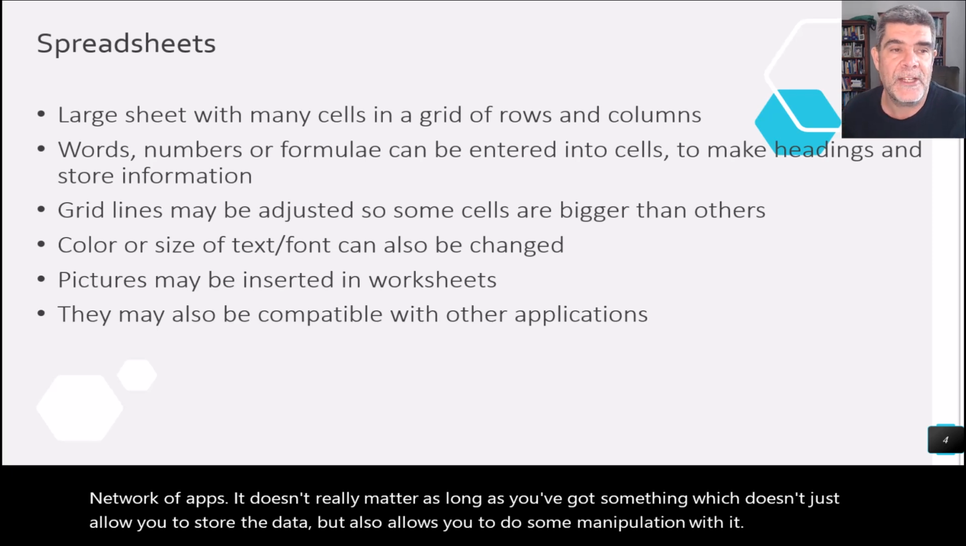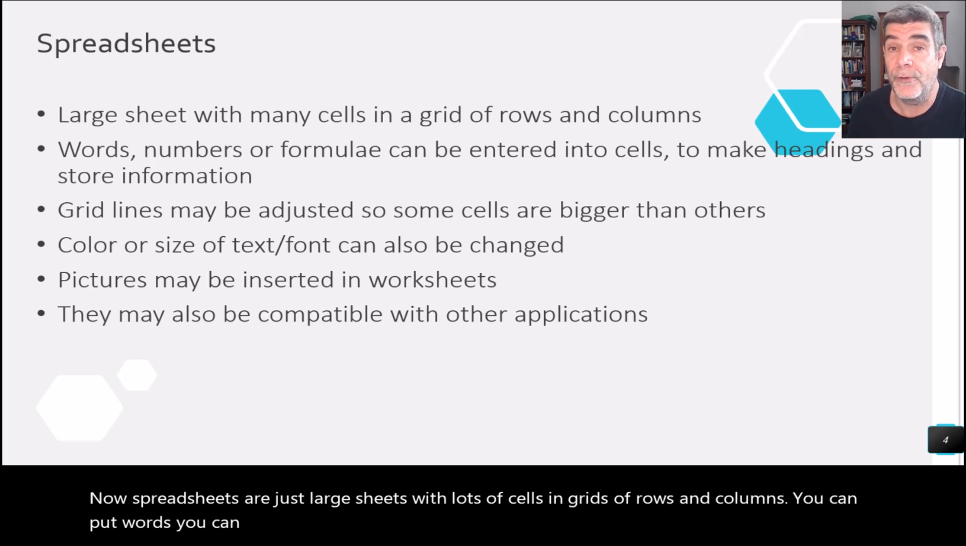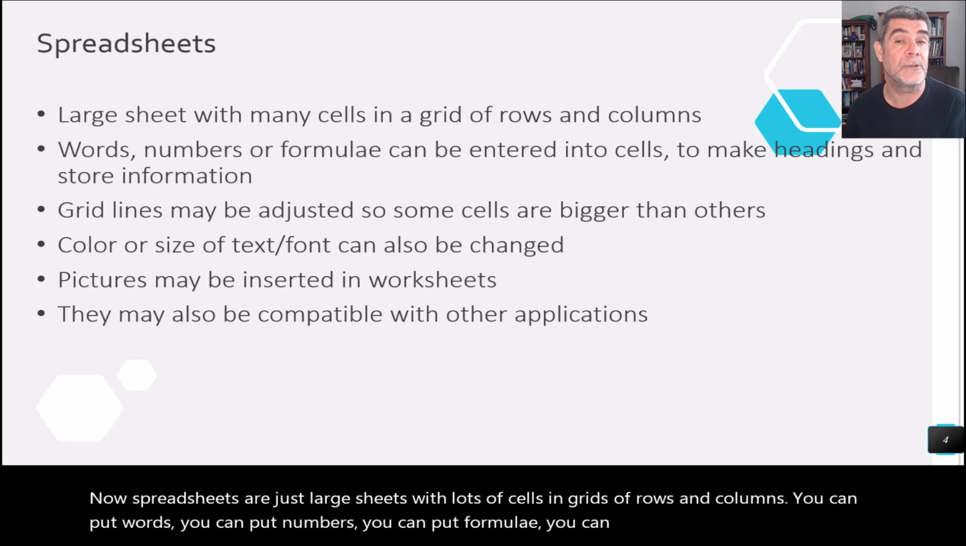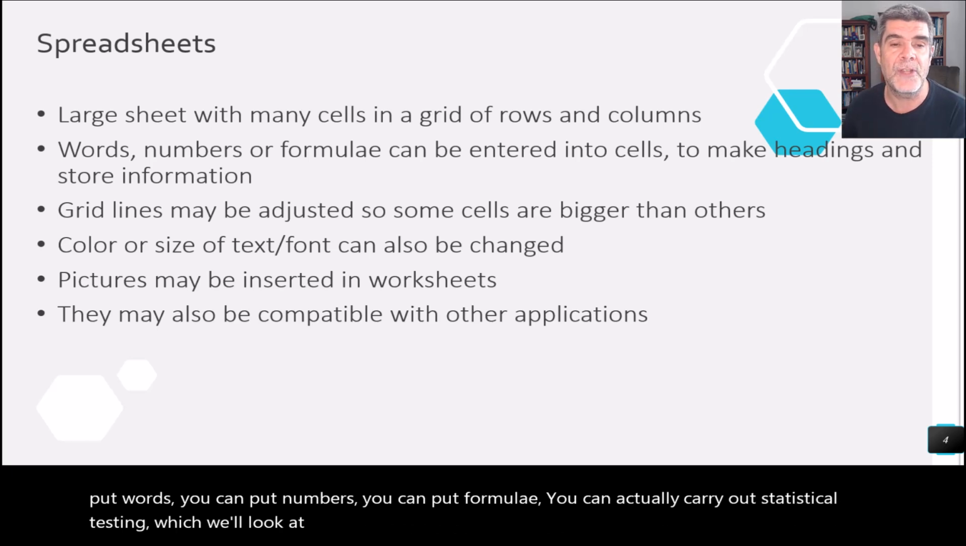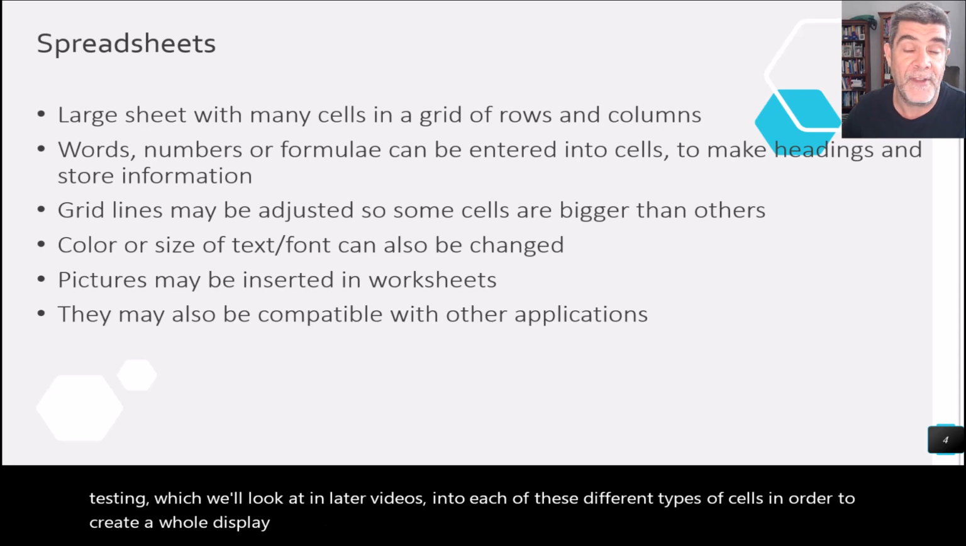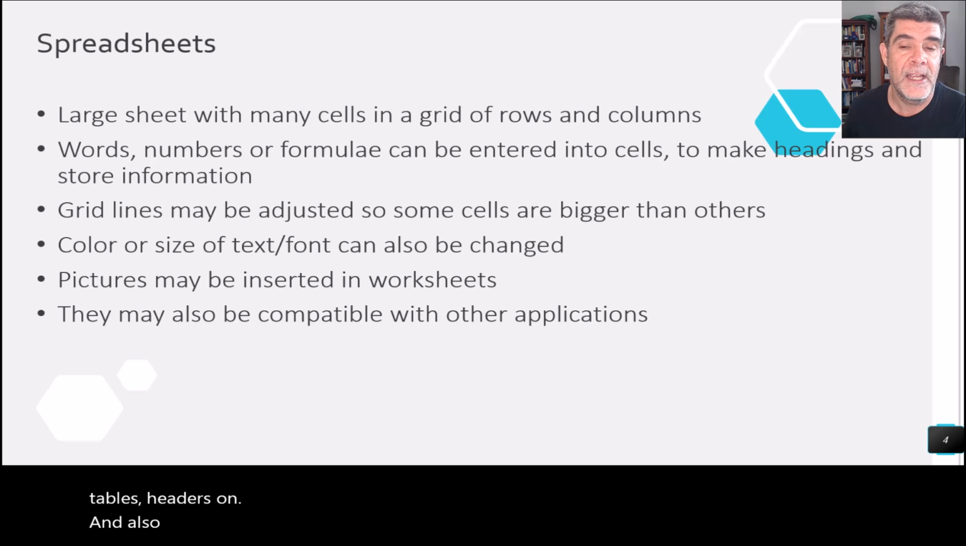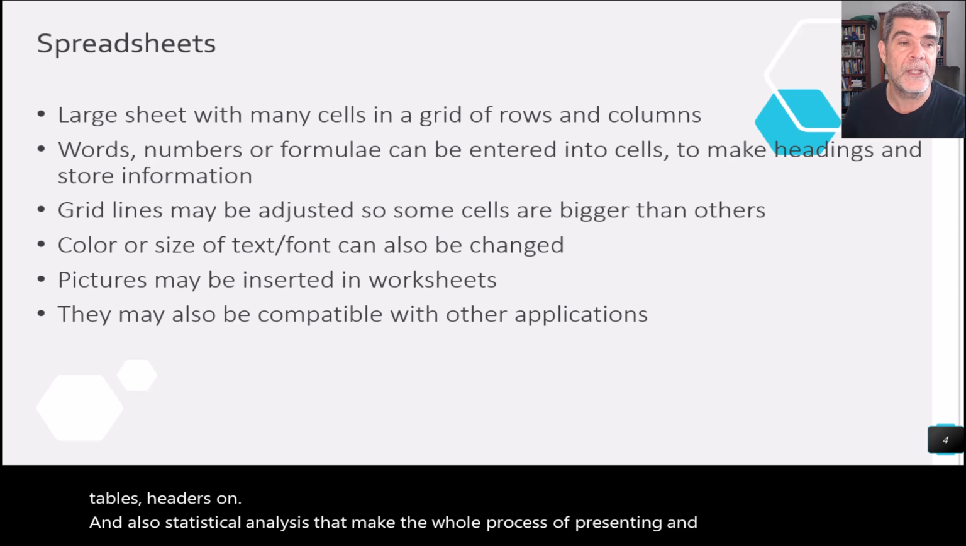Now, spreadsheets are just large sheets with lots of cells in grids of rows and columns. You can put words, you can put numbers, you can put formulae, you can actually carry out statistical testing, which we'll look at in later videos, into each of these different types of cells in order to create a whole display of graphics for your report. So this can include things like graphs, charts, tables, headers on tables, and also statistical analyses that make the whole process of presenting and analyzing your data so much easier.